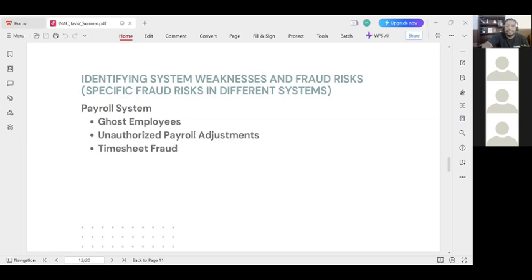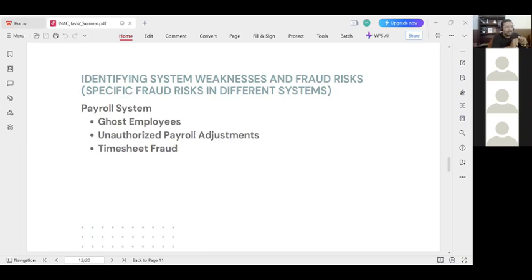And then we have timesheet fraud. Timesheet fraud is when a worker might clock in for extra hours they didn't actually work. So what they can do is actually play with the timesheet. Okay. In the previous case, when we were talking about unauthorized payroll adjustments, that person was making the adjustments at the end of the payroll system, when it was just about to make payments for paychecks for everyone.